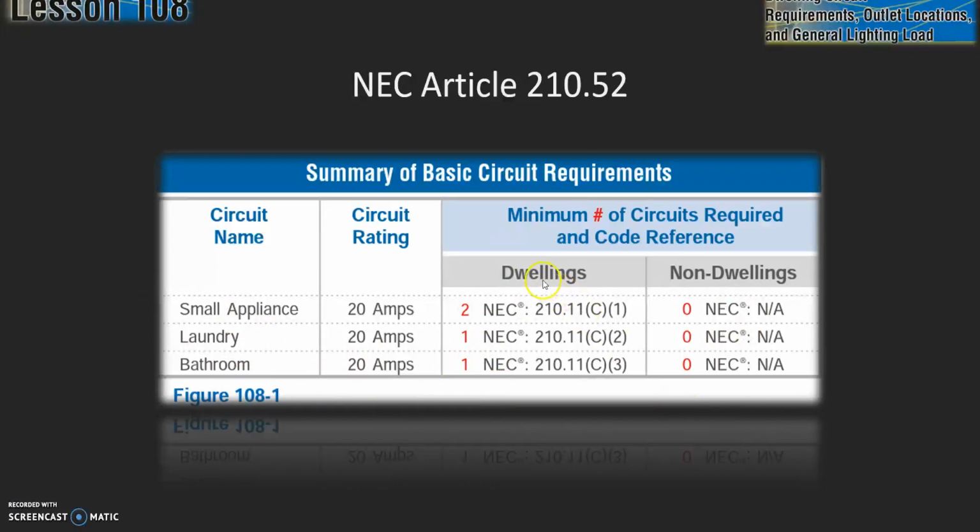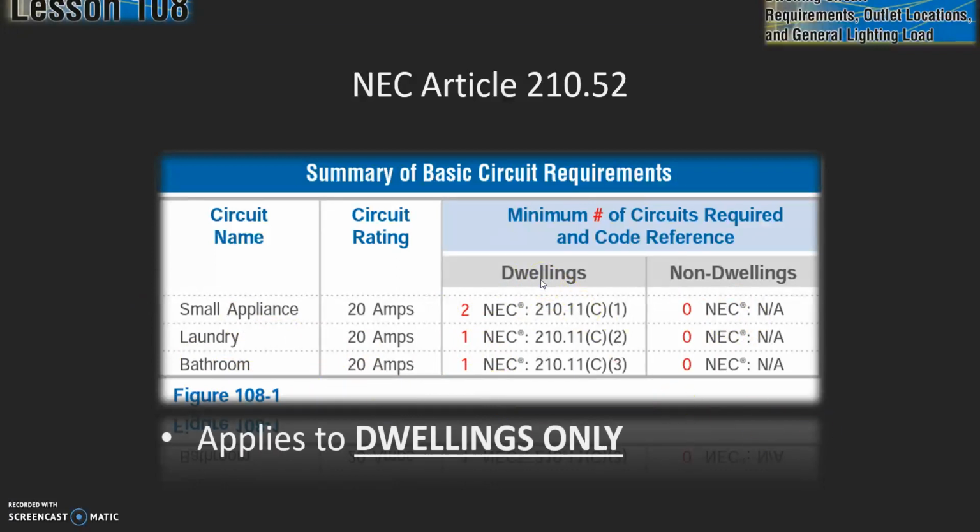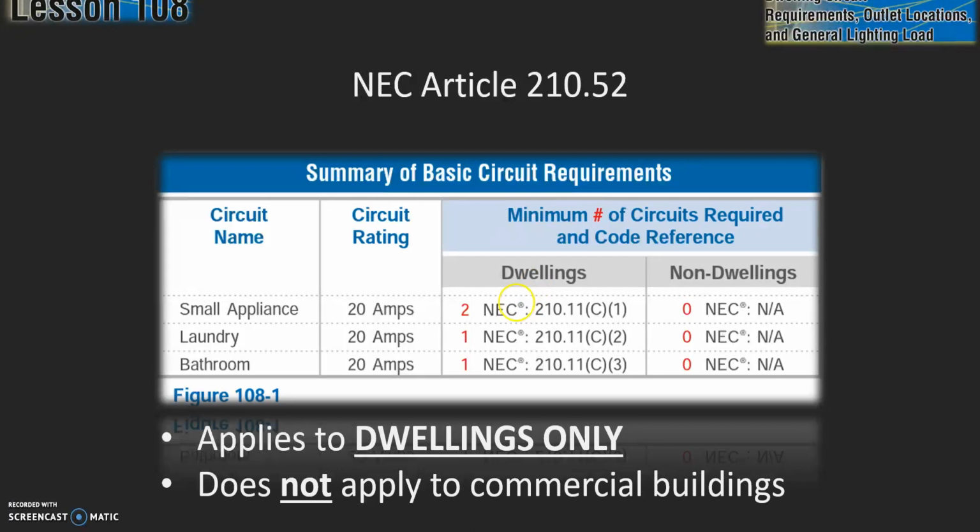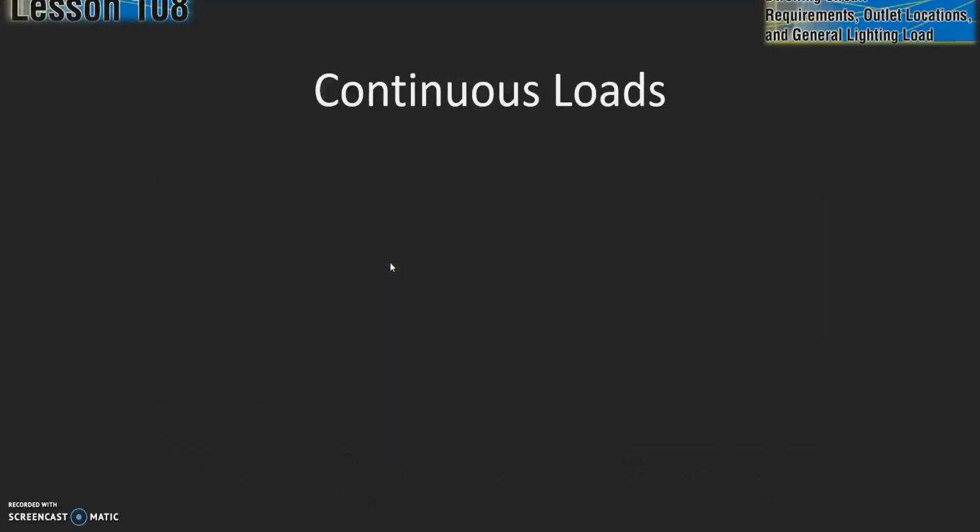Bathroom, same story, and the reason I highlight that is because all of these rules in 210.52 apply to dwellings only. They do not apply in a commercial building. Some of the only codes we're going to talk about that actually do apply to both dwellings and non-dwellings are your GFI rules, things like that. But as far as your number of receptacles required, spacing of receptacles required, pretty much none of these are going to apply to a commercial building or a non-dwelling unit. This is dwelling units only in this case.